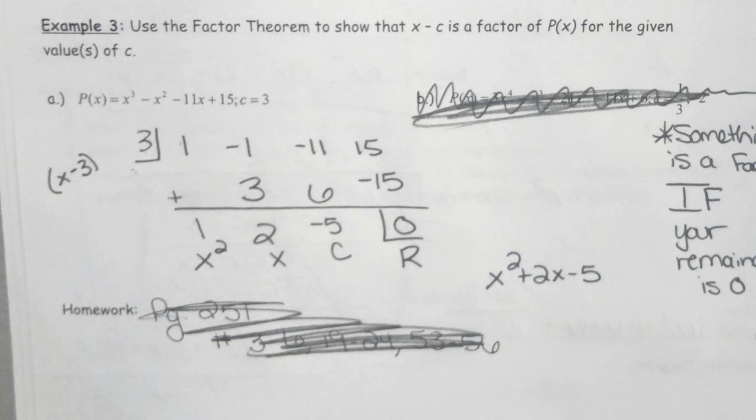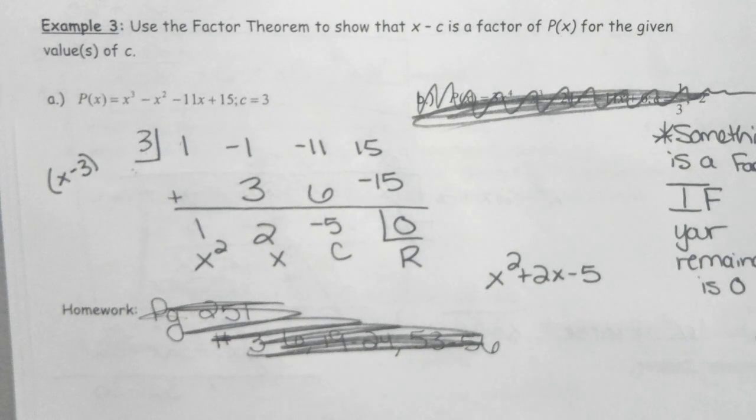Good? Yeah. Sometimes, and I can't remember if I gave you one on the homework, they'll ask you to evaluate using this method. It's the same thing. So if they say evaluate for 7, you would just put a 7 right here. And your answer is whatever comes out as the remainder. So if they ask you to evaluate, plug in the number, and your answer is just the remainder.